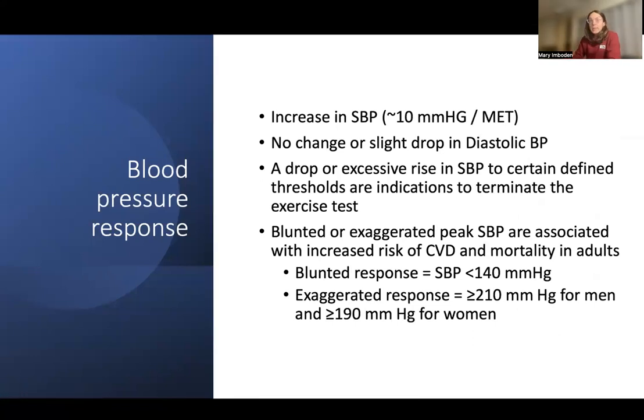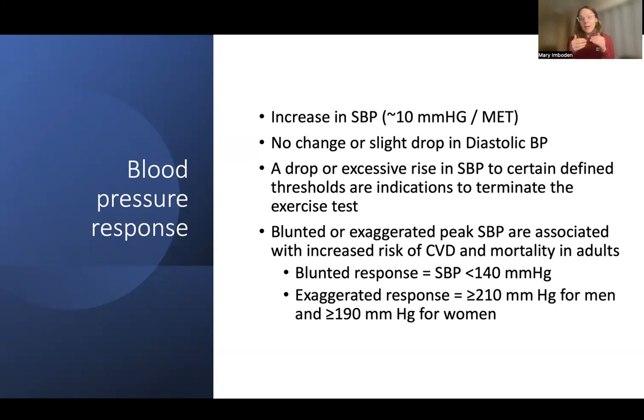Blood pressure is going to be a measure that we take at least once per stage during exercise. That's the goal. And what we want to see is that systolic blood pressure goes up about 10 millimeters of mercury per MET. Again, one MET is an indication of intensity if you have not learned about METs. And one MET is equal to 3.5 mLs per kg per minute. So every increase in intensity by 3.5 mLs per kg per minute, we should see an increase of about 10 millimeters of mercury in systolic blood pressure.